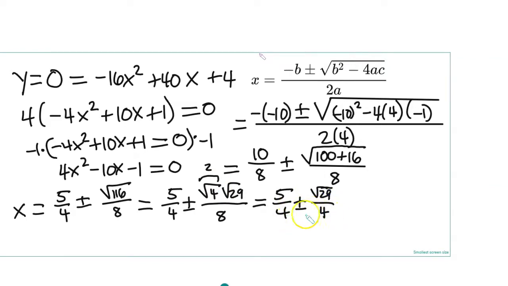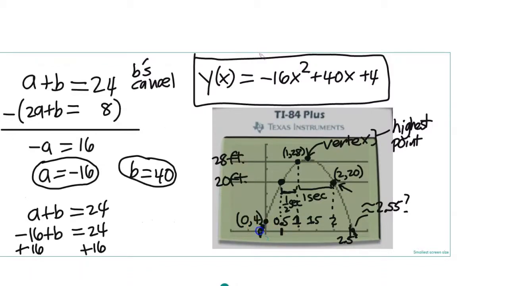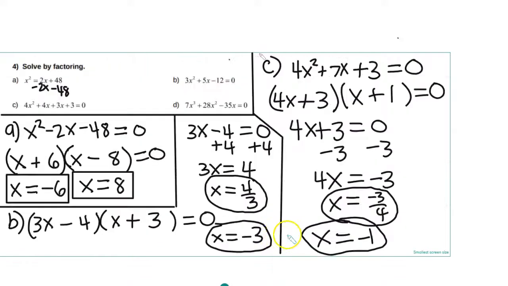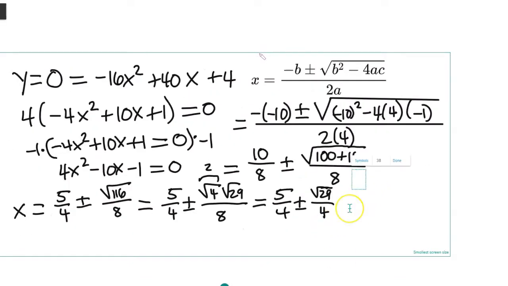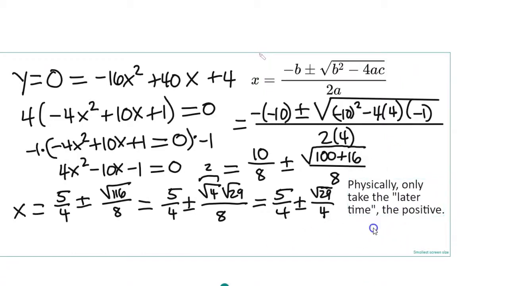Now, by the way, we're not going to take the negative one of these. Now let's go back and make sure I understand why. The negative one of these would actually be over here. Do you see that? But that would be like for time before 0. So we're not going to worry about the negative one of these, right? So physically we only take the later time, the positive, okay?